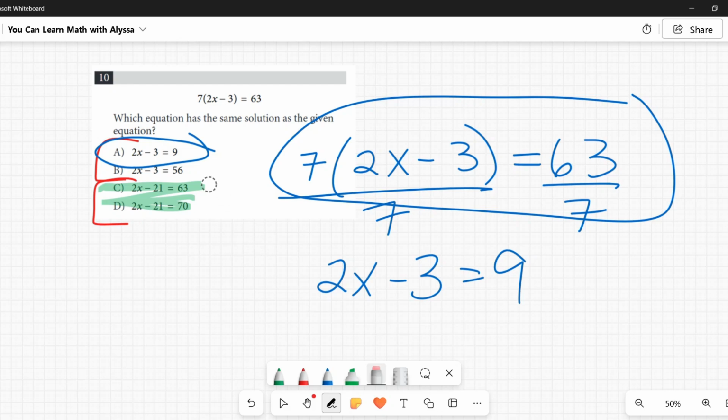But again, if you really wanted to figure out what the solution for x is, what x equals, and then check all 4 of them, you could do it that way too. That is a viable way to do it. We want to do what makes the most sense to you and lets you get the right answer.